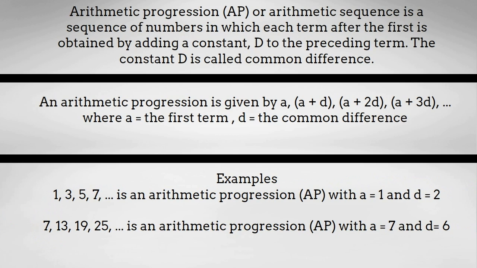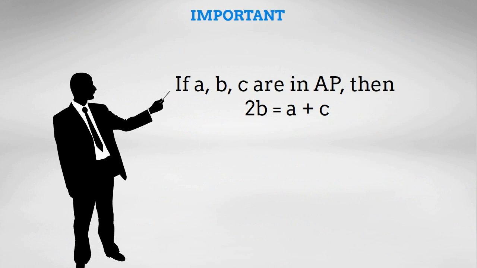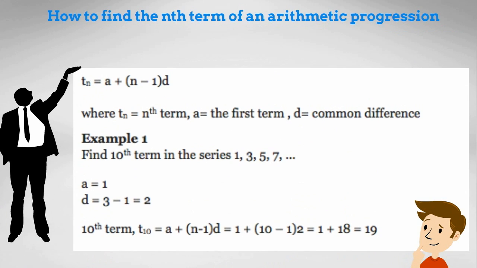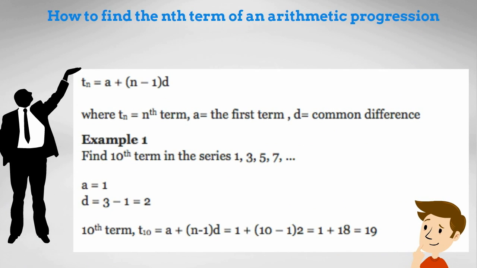A few examples are as follows. 1, 3, 5, 7 is an AP with a equal to 1 and d equal to 2. 7, 13, 19, 25 is an AP with a equal to 7 and d equal to 6. Now one important point to remember is, if a, b, c are in AP, then 2b is equal to a plus c always.